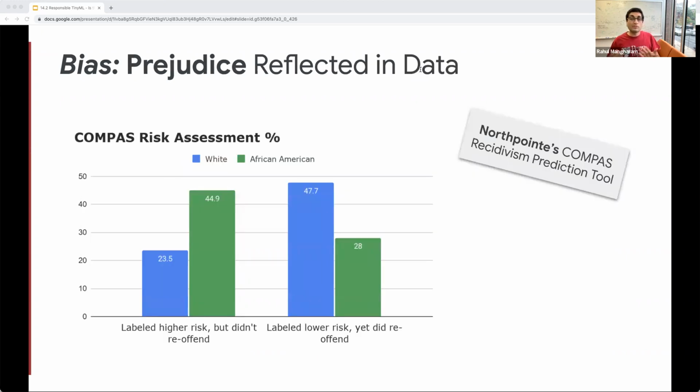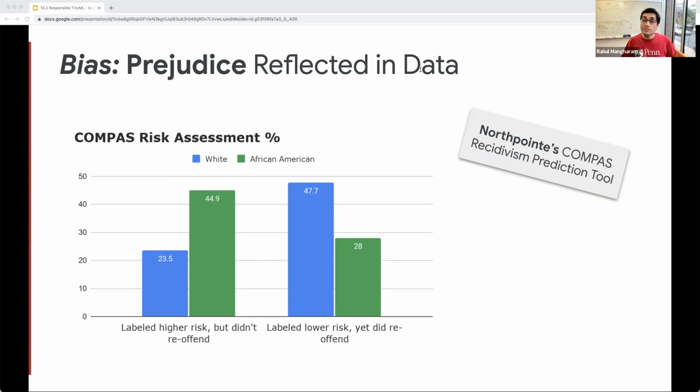Bias may also be a result of prejudice or historical injustices reflected in the past data. For example, Northpoint relied on an algorithm to predict the recidivism risk, that is the tendency of a convicted criminal to reoffend. And despite equal accuracy in terms of correct predictions, Black defendants were almost twice as likely as whites to be labeled as higher risk, but not actually reoffend.